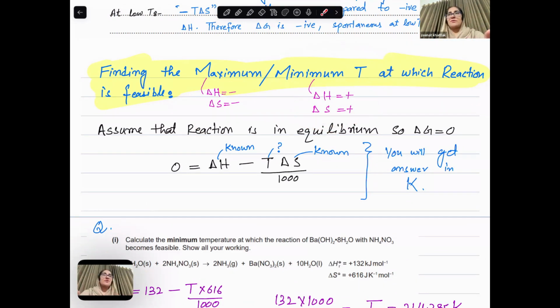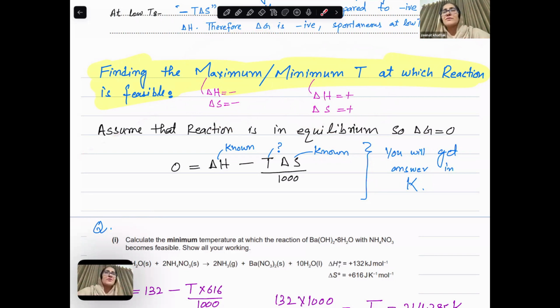You're not supposed to know in advance. This will be the question statement: find the maximum or the minimum. Now the maximum and minimum depend on the situation. If both are negative, the question would be calculate the maximum. If both are positive, calculate the minimum, because we know that after that it is feasible at every high temperature. For the maximum, we know that before this it's feasible, but after this it is not feasible.